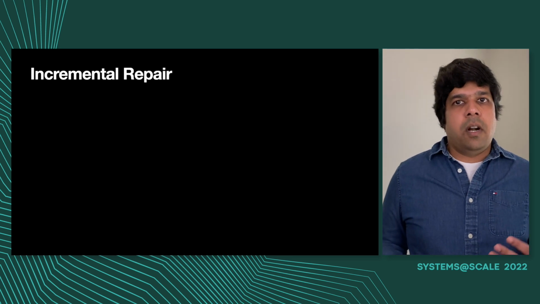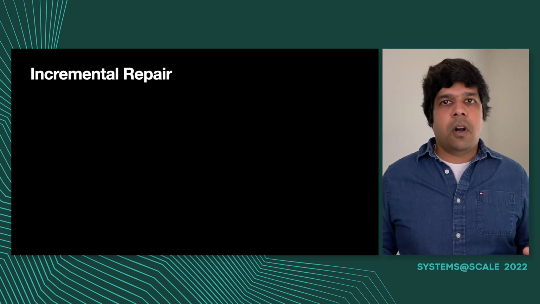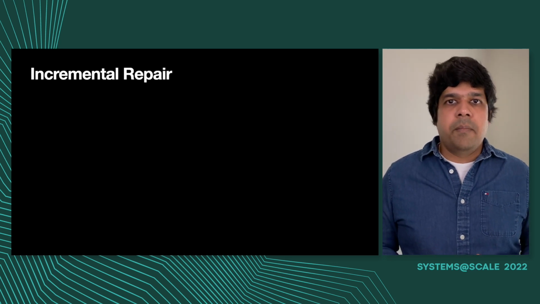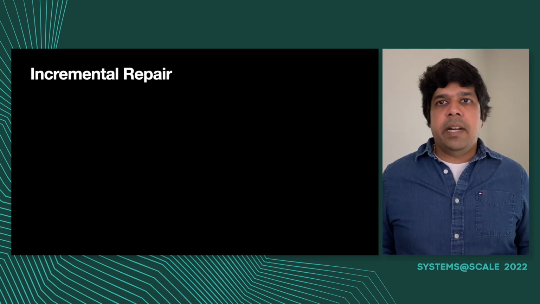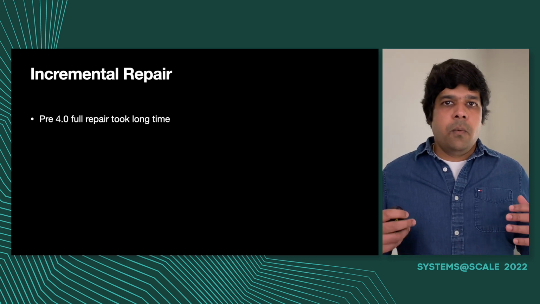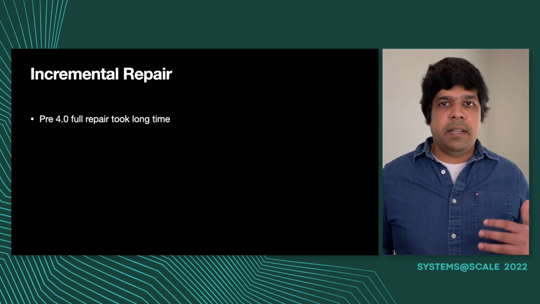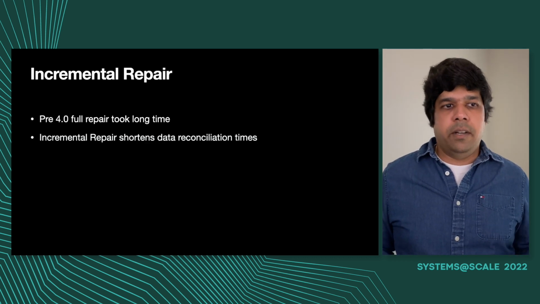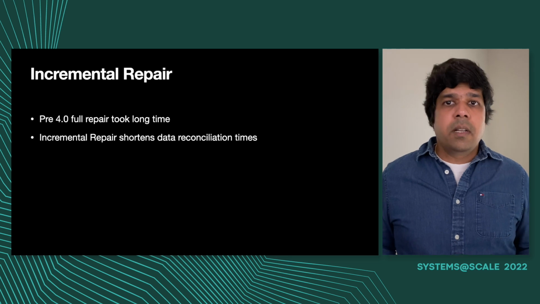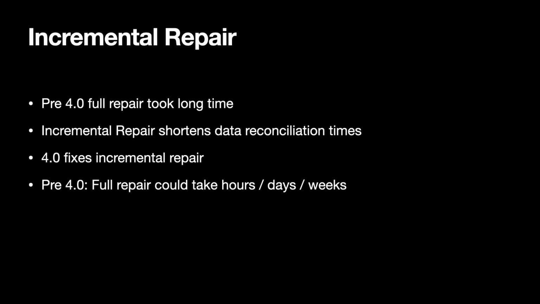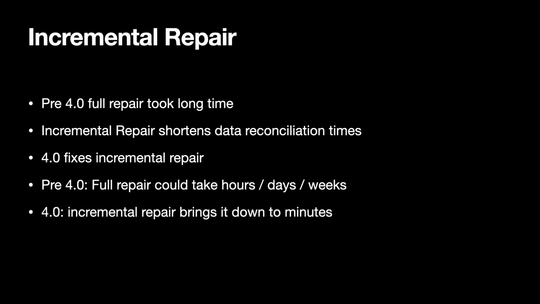Cassandra has a feature called Incremental Repair. This feature shortens the data reconciliation times dramatically. Pre 4.0, this feature did not work reliably at scale. With 4.0, not only does this feature work well, but it brings down the total time taken to repair data to minutes. This is a phenomenal improvement compared to a full repair, which can take hours, days, or even weeks depending on the size of the data. Incremental repair is a phenomenal improvement that Cassandra brings to the table.